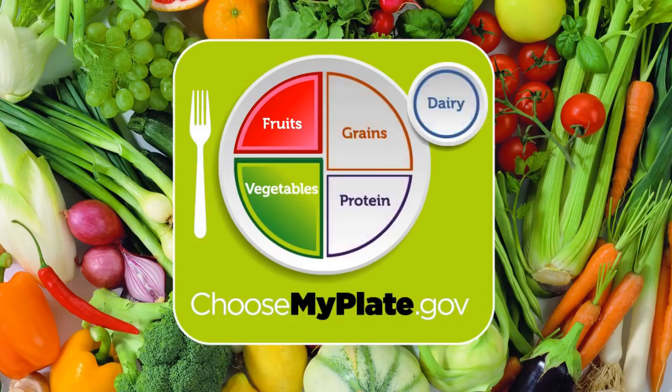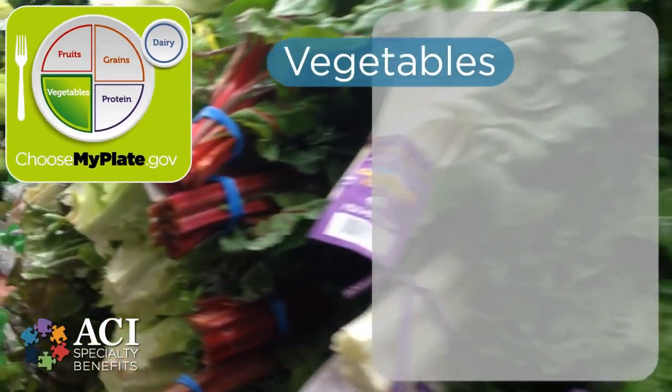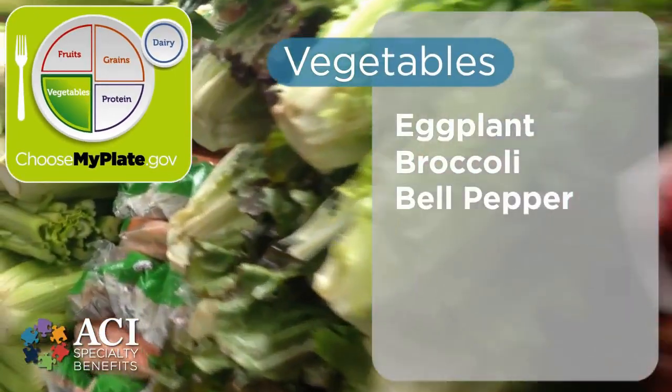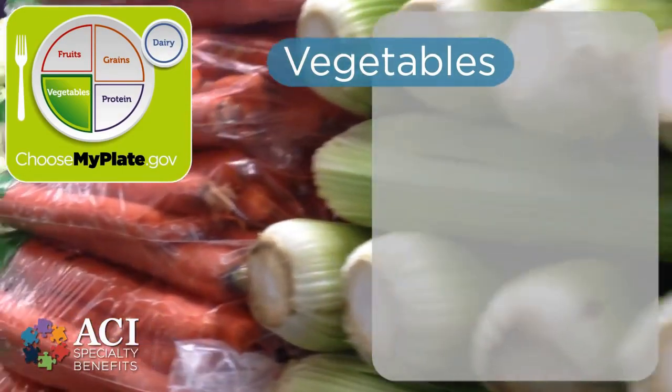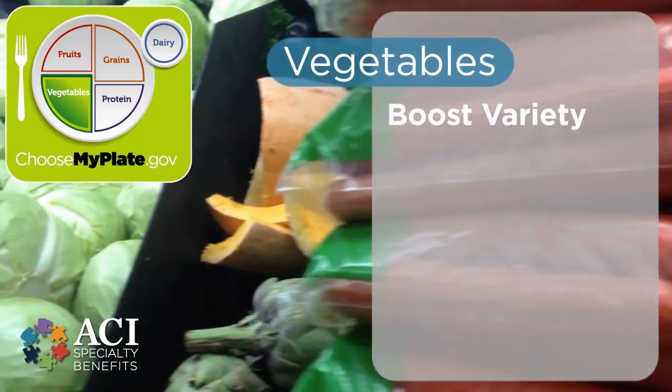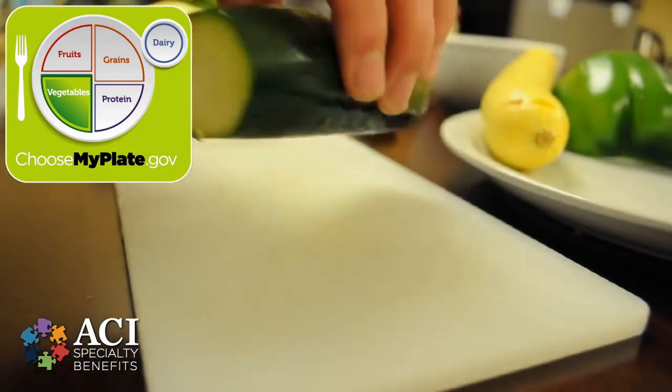Fruits and vegetables should account for just over half of the food on your plate, with vegetables making up the slightly larger portion. Vegetables include everything from eggplant, broccoli, and bell peppers to spinach, lettuce, and squash. The best rule for choosing which vegetables to eat is simple. Boost variety and eat as many colors as possible. This ensures that the body receives the optimal amount of vital nutrients, vitamins, and antioxidants.